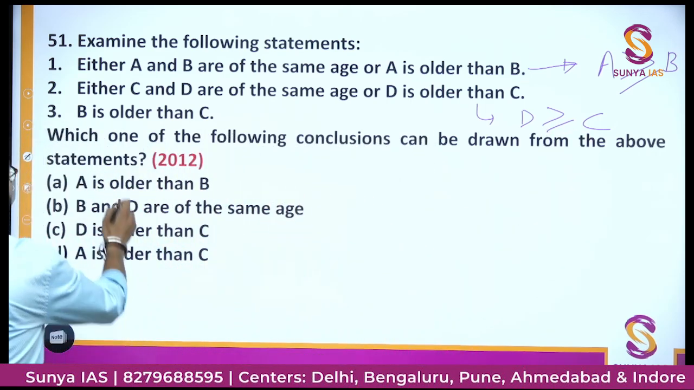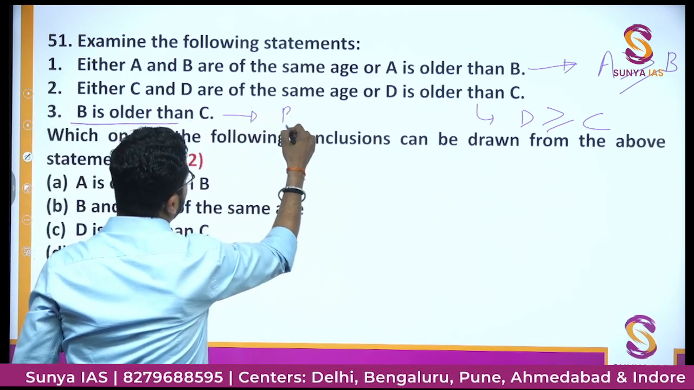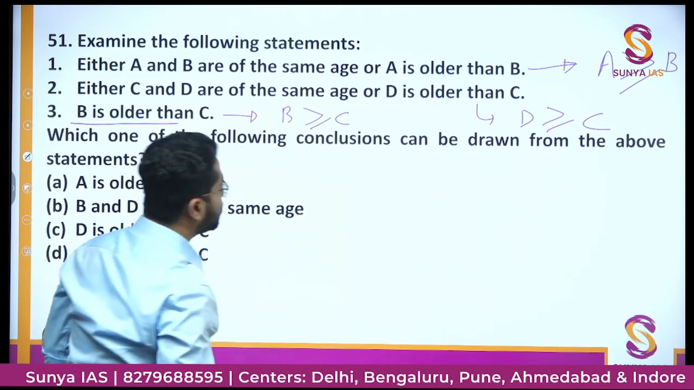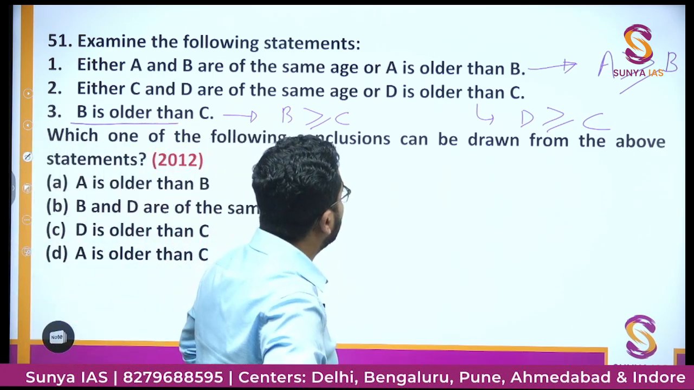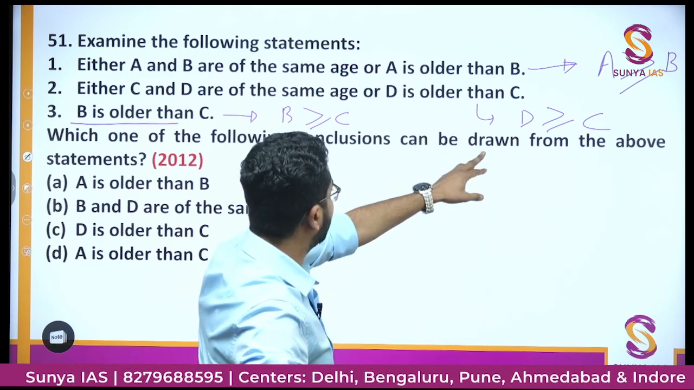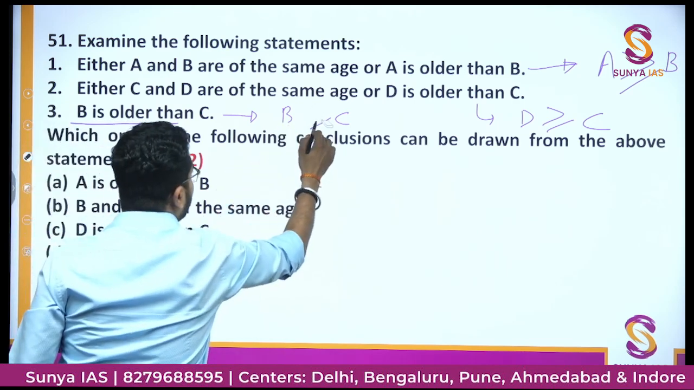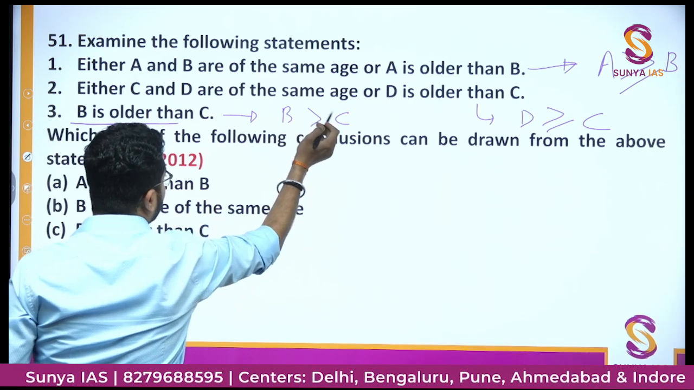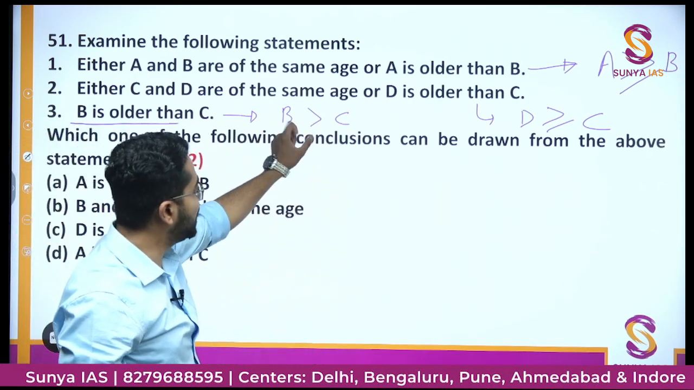And B is older than C. Right? A is greater than or equal to B, D is greater than or equal to C, and B is older than C. So this is wrong. This is not right. Kyun? B is older than C, it is said. It is not said that B can be equal to C. So this is right. There is no equivalent sign.